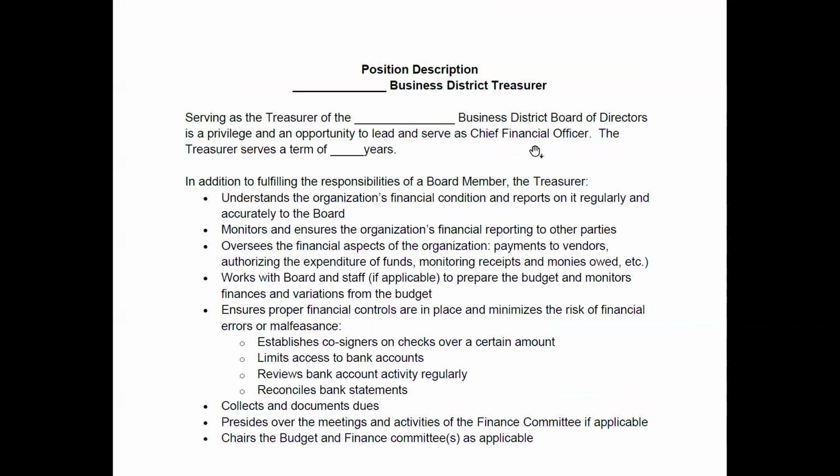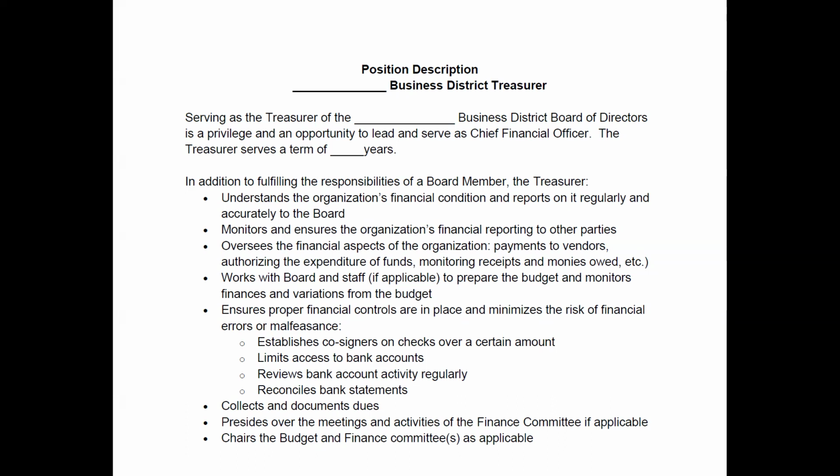And then finally, we have the treasurer. So the treasurer is the keeper of the financial condition of the organization. So they should have a full understanding of the organization's budget, what the expenses are on a monthly basis, and then reporting on that regularly to the board. So that should be a monthly piece of your agenda as well, giving the treasurer time to talk about the prior month's financial activities.